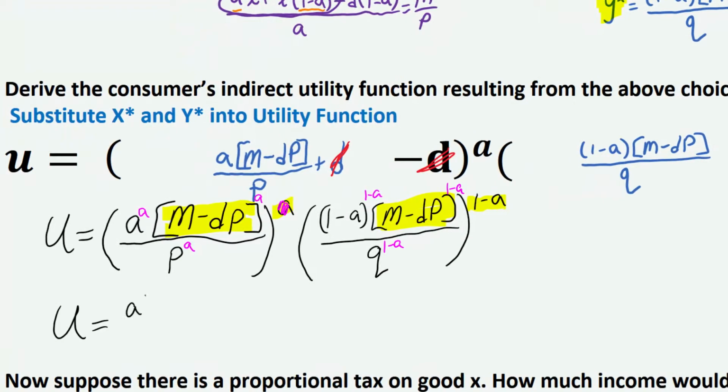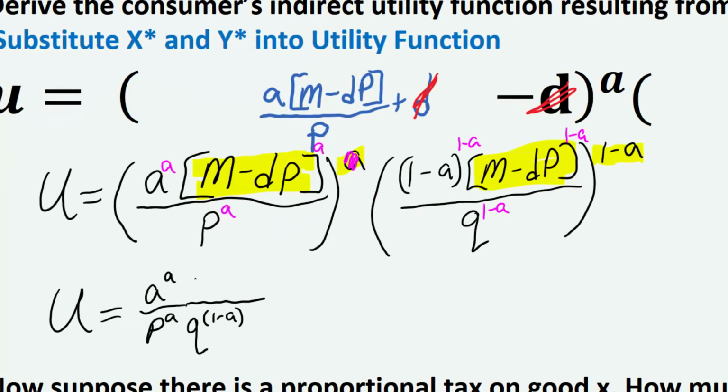A to the a over p to the a times, since everything's multiplied here, we can put q to the 1 minus a and 1 minus a to the 1 minus a. And then we just have m minus dp to the first power here, our disposable income. So this is our indirect utility function.